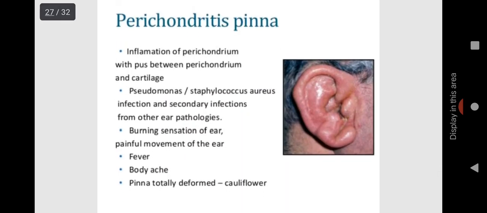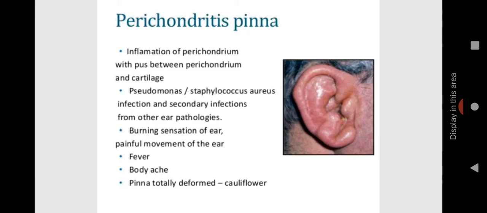Perichondritis of the pinna is an inflammation of the perichondrium with pus between the perichondrium and cartilage. So between the perichondrium and cartilage, you can see pus formation. It is an inflammatory ear disorder. The main causes are Pseudomonas and Staphylococcus aureus infection, and sometimes it occurs as a secondary infection from the ear canal.